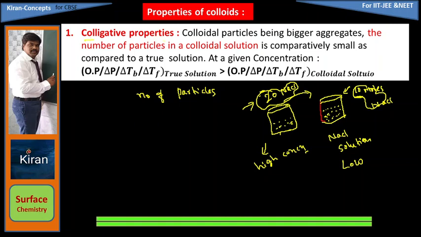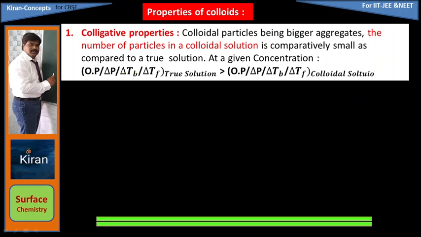So how many colligative properties do we have? OP means osmotic pressure. Delta P means relative lowering of vapor pressure. Delta TB means elevation in boiling point. Delta TF means depression in freezing point. So totally we have four colligative properties. We are going to learn these conceptually in the solution chapter, but only one point you have to remember here: colloidal particles influence colligative properties.